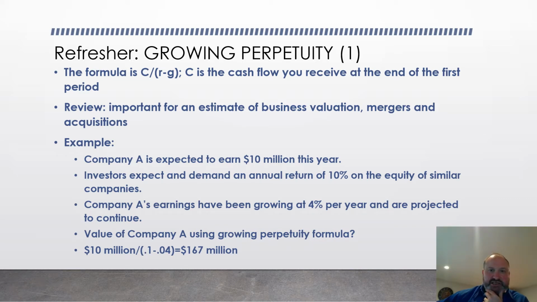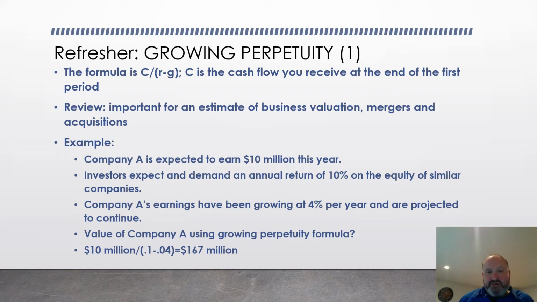Okay, so here's an example. I played around with the numbers a little bit from what we looked at yesterday. Imagine a company that's supposed to earn $10 million this year, and let's just say that investors that buy stock in companies like this figure, we're expecting that we're going to make at least 10%. If we don't think we can make that much, we won't buy the stock. In other words, we would only buy the stock if the price went down from where it is now. So 10% required rate of return.